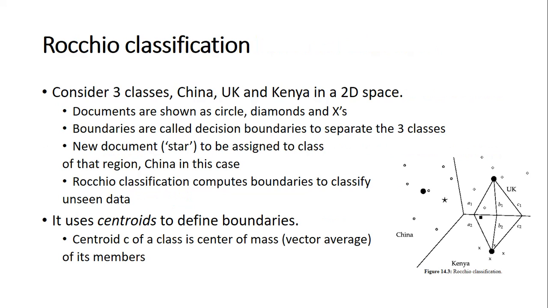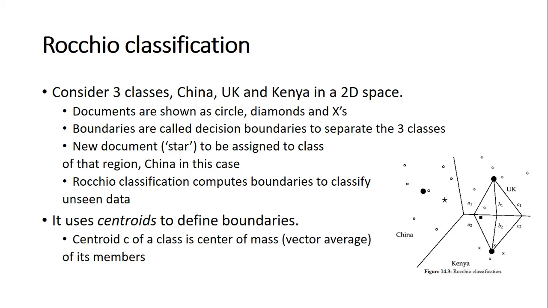Let's consider the following example where we have three classes, China, UK, and Kenya, in a 2D space. Documents are shown as circles, diamonds, or X. Boundaries called decision boundaries separate the three classes. Let's consider a new document, which is a star, to be assigned to a class. Based on its location, Rocchio's classification computes the boundary to classify the unseen data. In this case, the document will be classified in the class of China.